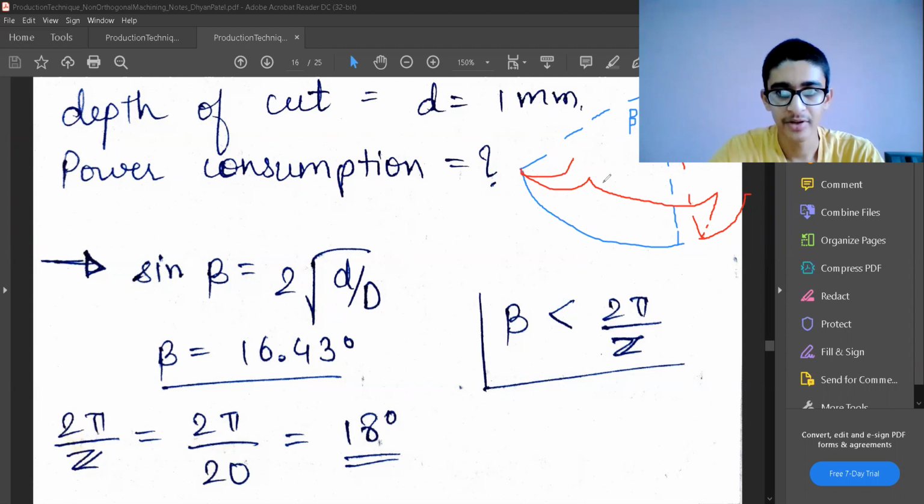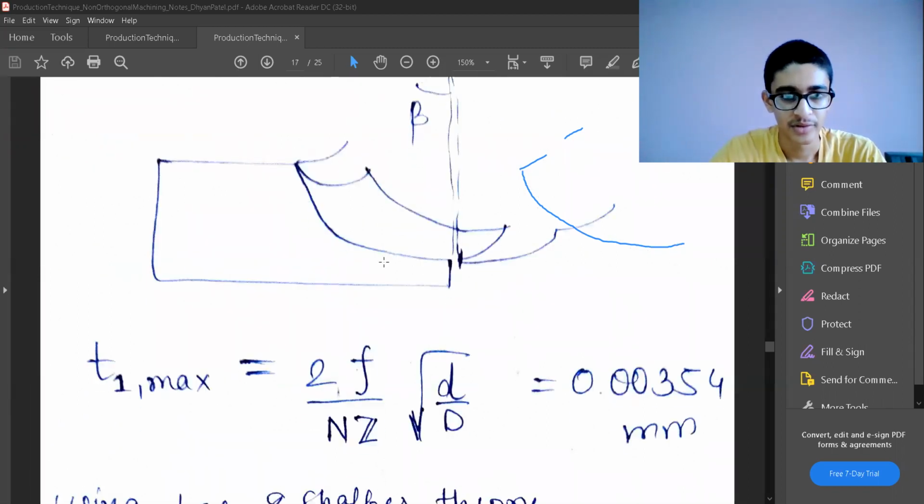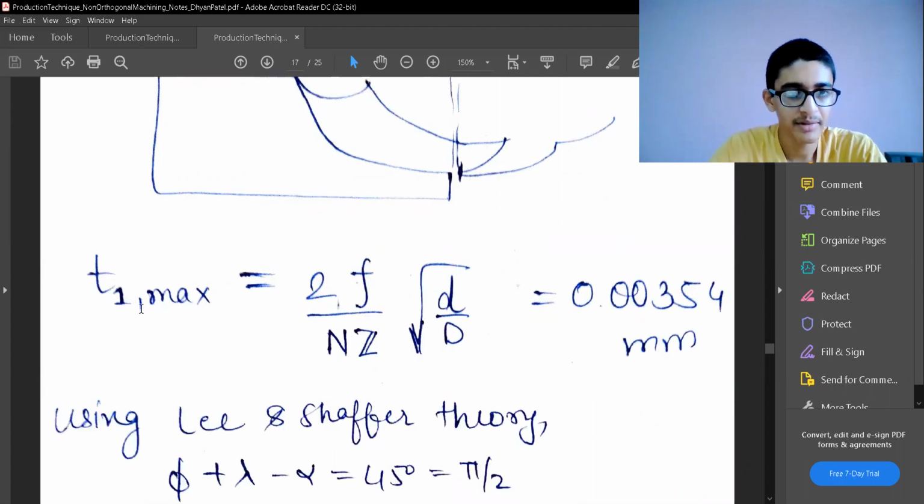So let's continue with the numerical question. This was extra information which I'm providing, which I have explained over here also. Now T1 max, the formula is given by 2 f_in by n z square root of d by D. This is the first time I am going to mention these formulas directly; I have not mentioned them in the theory part or analysis part. So T1 max I have got using this formula.